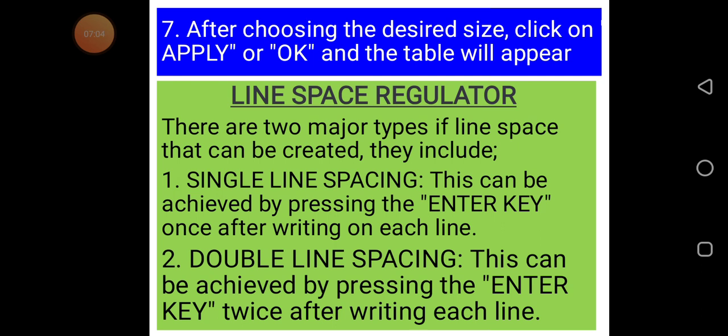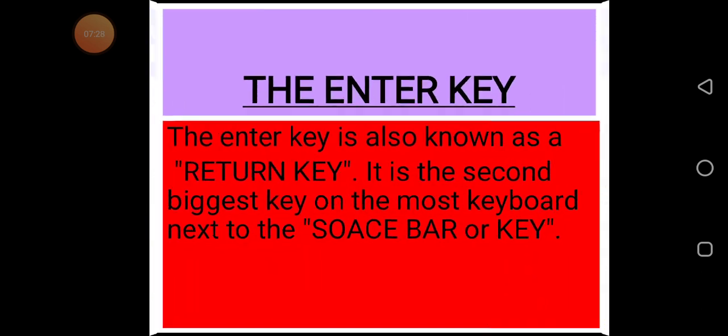At the end of your line or your paragraph, for you to move to the next line or next paragraph, if you want to use double line spacing, you click your enter key twice. By so doing, you will go to the next line or next paragraph with the double line spacing. I believe you got that.